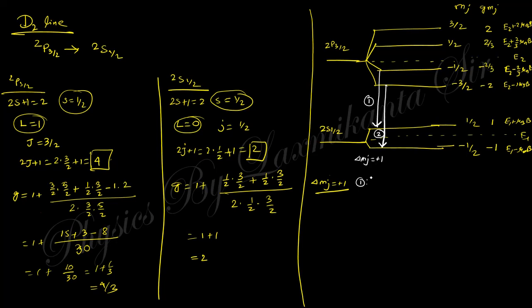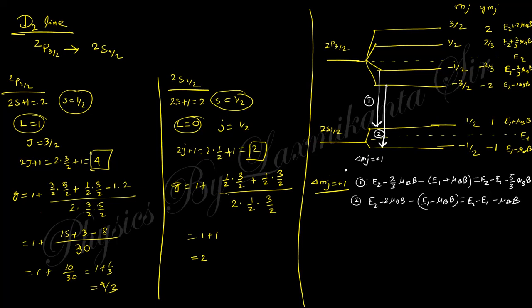So take the energy difference, E2 minus E1, that is E2 minus 2 third mu B B minus E1 plus mu B B. That is E2 minus E1 minus 2 third minus 1, that is minus 5 by 3 mu B. And for transition number 2, that is E2 minus 2 mu B B minus E1 minus mu B B, you get E2 minus E1 minus 2 plus 1, that is minus mu B B. So these two are defined spectra.